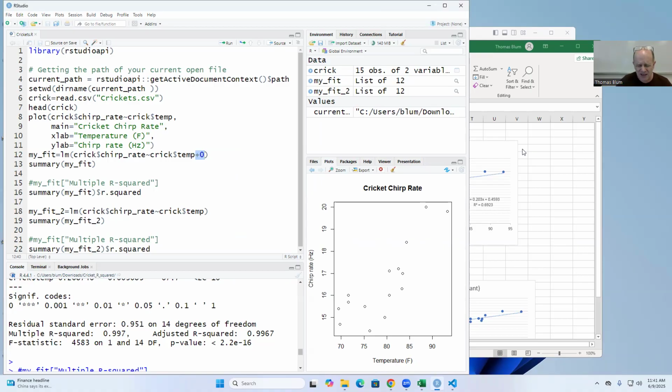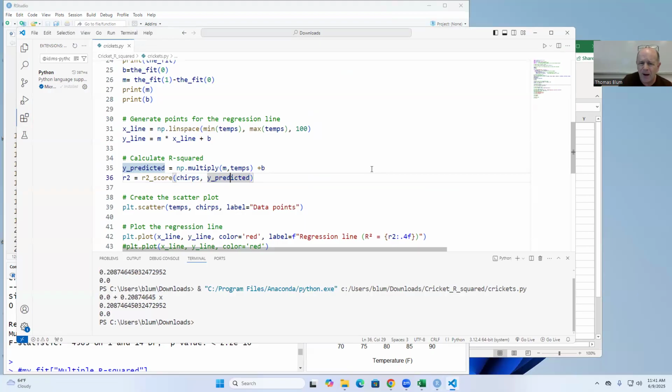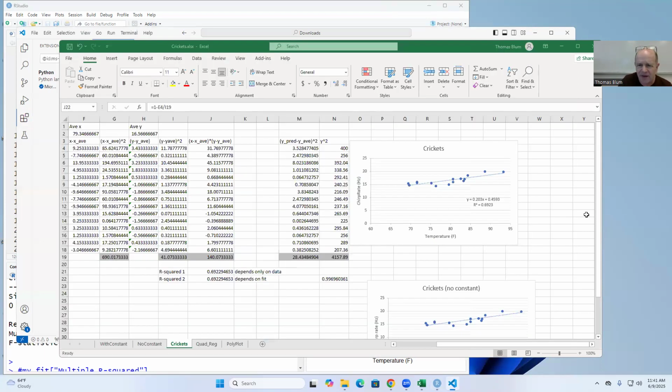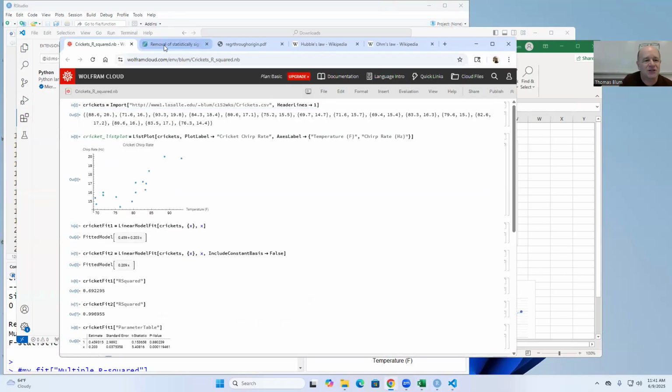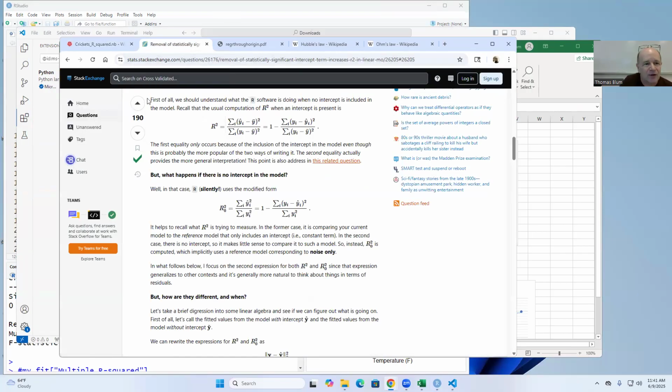So in my original expectations, the Python approach was doing what I expected, but Excel and R and Mathematica were all doing something else, and the question was, what are they doing? And then that question poked around, and that was finally answered here by this stats stackexchange.com, that when the constant is set to 0, they change the formula.